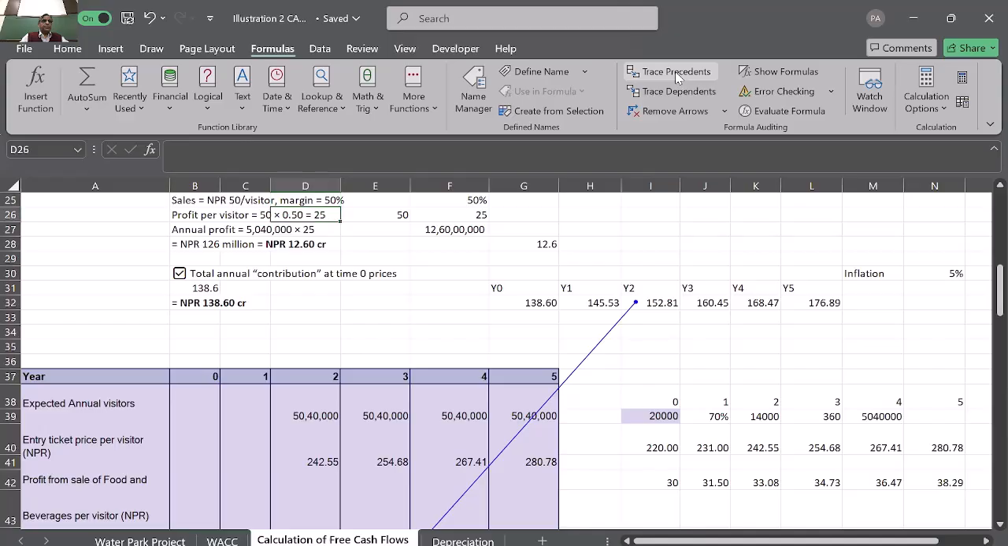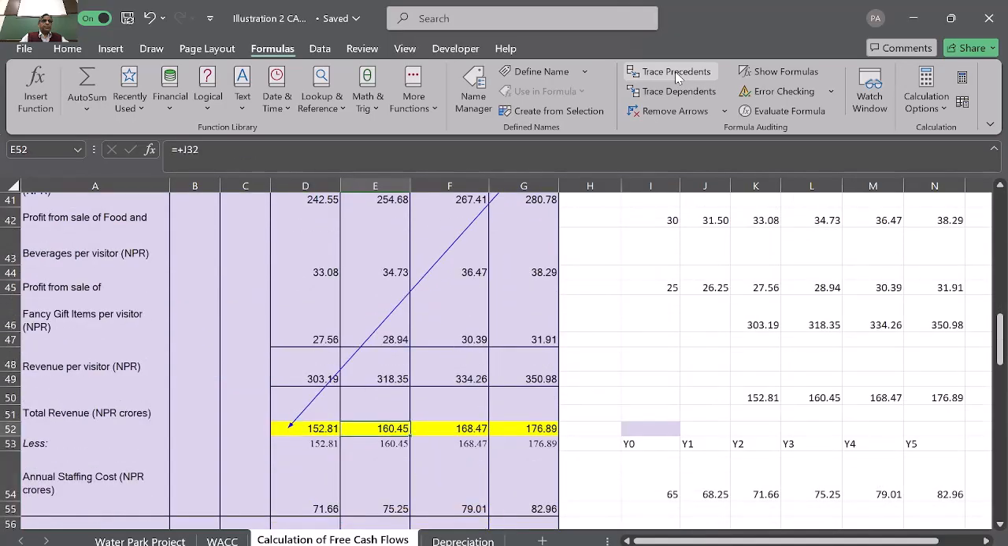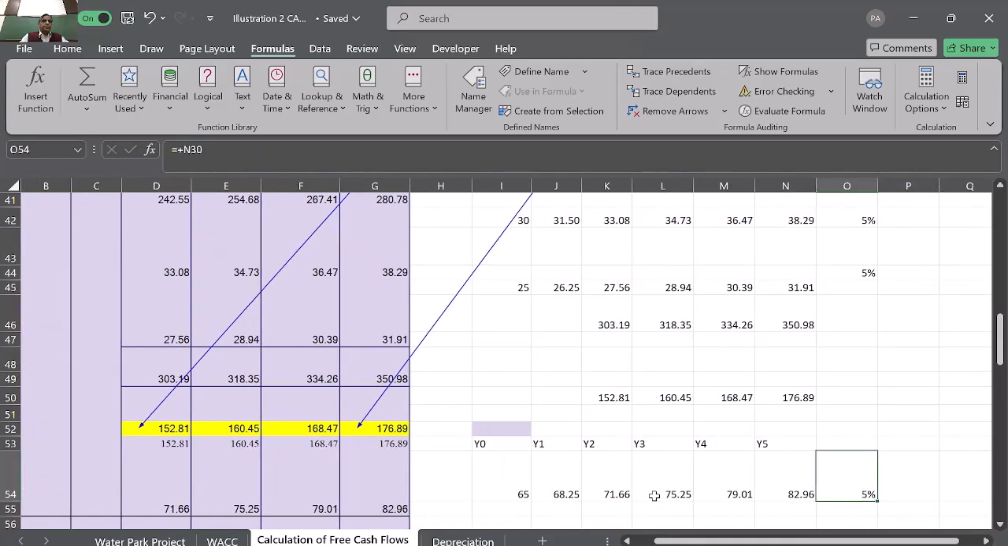Then second year 160 crores, then 168 crores, 176 crores. Is that okay? So the revenue is given for the 4 years the project will be there. Okay, fine. Then annual staffing cost. Annual staffing cost is how much? 65 crores is given in the question. You look at the right hand side, 65 crores. Then this will keep going up by 5%, because the inflation is 5%. So what I have done is I have made it 5%.